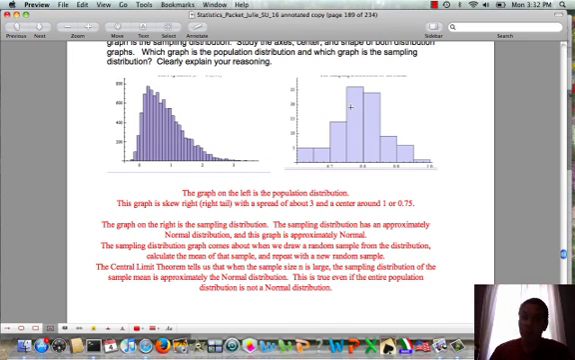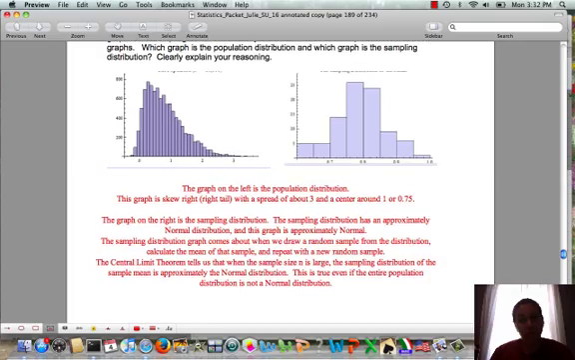So the central limit theorem tells us that when the sample size n is large, the sampling distribution of the sample mean is approximately the normal distribution. This is true even if the entire population distribution is not a normal distribution, such as what we see over here where we've got the right tail. So remember, the sampling distribution is a graph of means. So when we pull the 30 values out of here, we take their mean, their average, and plot the average over in the sampling distribution graph.